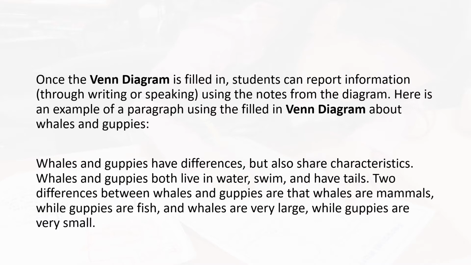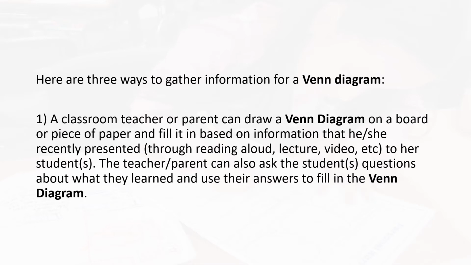Two differences between whales and guppies are that whales are mammals while guppies are fish, and whales are very large while guppies are very small. Here are 3 ways to gather information for a Venn diagram.